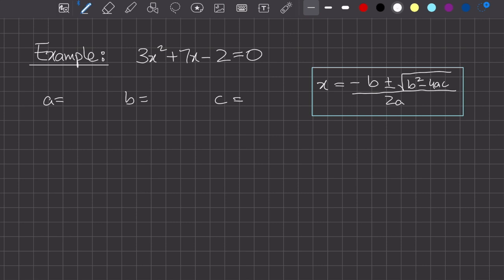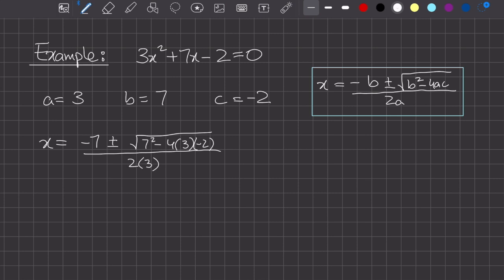We will deal with the equation 3x squared plus 7x minus 2 equals 0. First, let's pinpoint the numbers. By matching it with the general form, we have a equals 3, b equals 7, and c equals negative 2. Now, let's bring in the quadratic formula and insert our values. It becomes negative 7 plus or minus the square root of 7 squared minus the product of 4, 3, and negative 2. And this is whole divided by 2 times 3, which is 6.